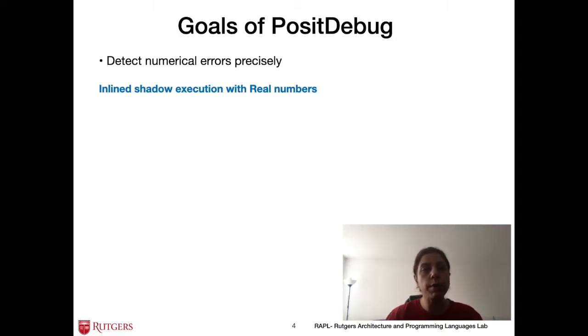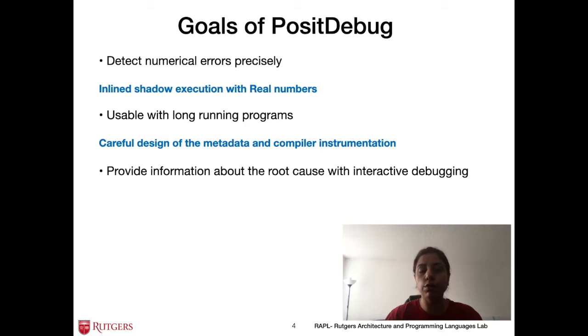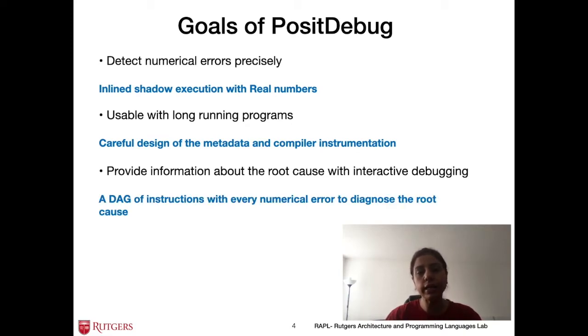We want PositDebug to be usable with long-running applications. Careful design of metadata and compiler instrumentation helped us to achieve this goal by incurring a lot less memory overhead in comparison to the other approaches. We want developers to identify the root cause of the numerical errors. To achieve this goal, we provide a directed acyclic graph of instructions to show the error propagation. The key contribution is how we provide the DAG while maintaining a constant amount of metadata with each memory location.